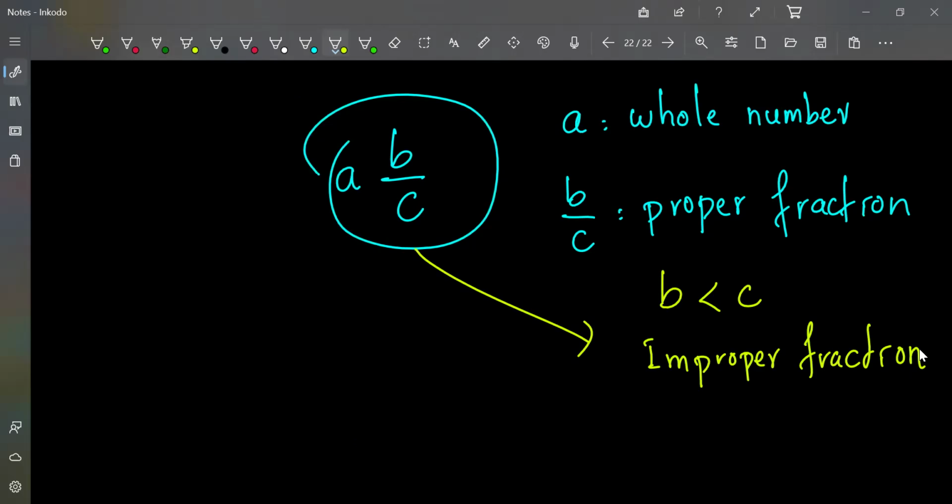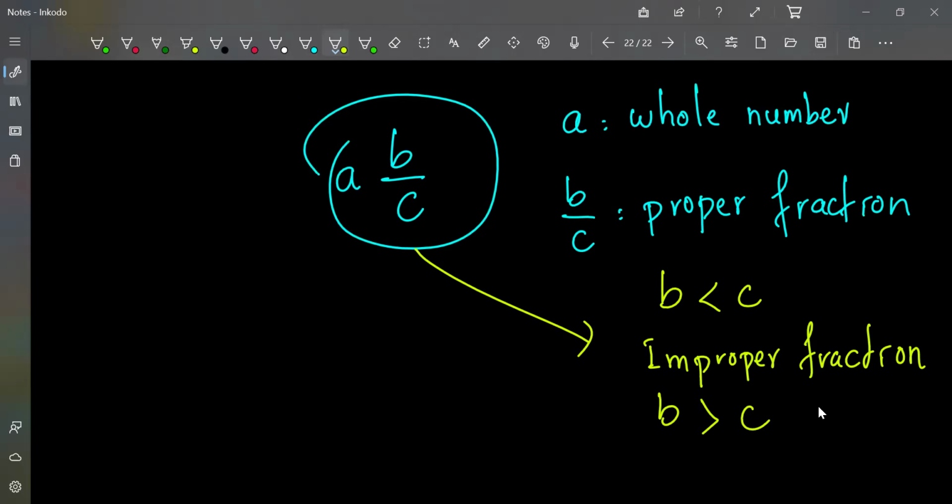An improper fraction is a fraction that has a numerator greater than the denominator. It means B is greater than C.